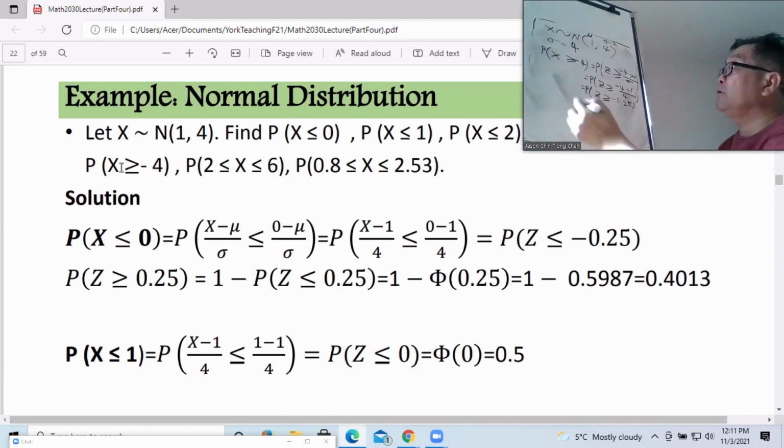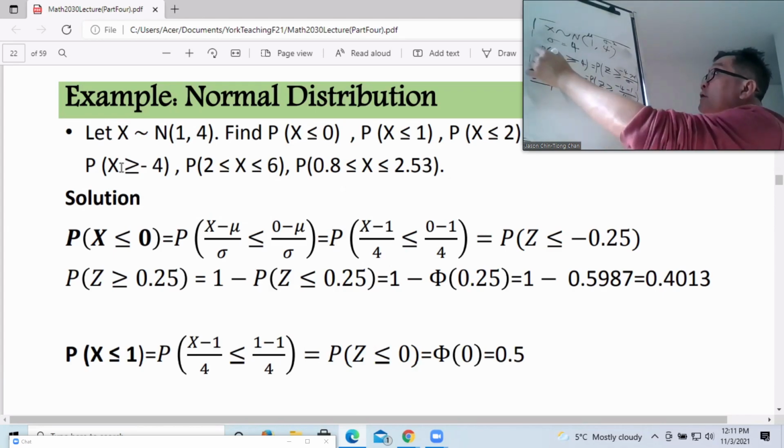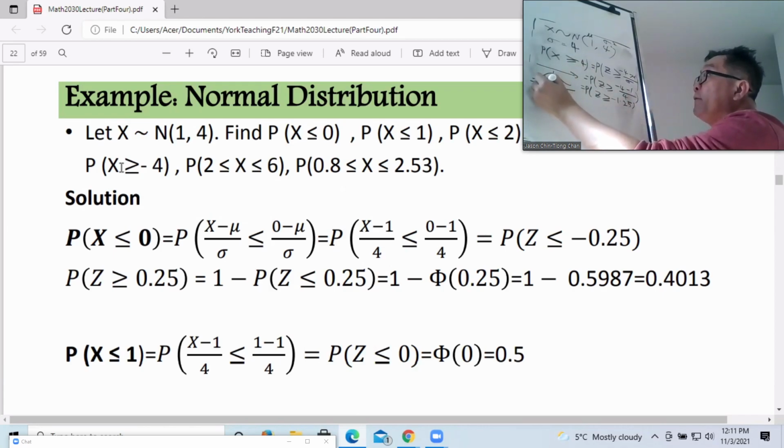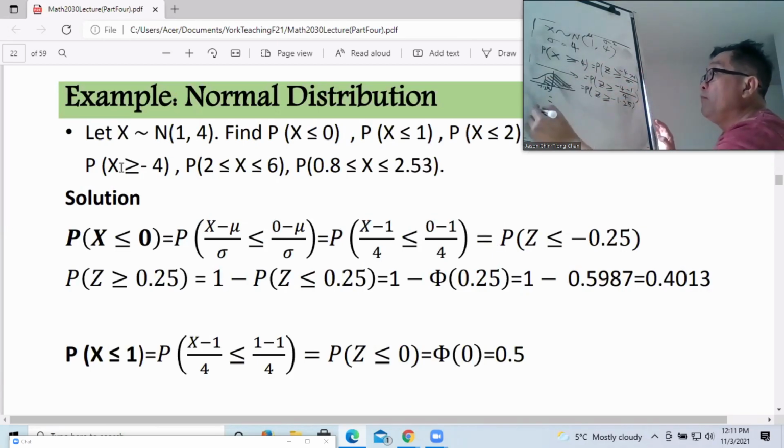Good. Okay. Let's draw the pictures. Then we can see better. This is more than, go to the right, -1.25. Okay. Because of the symmetry, we can move it to the other side.